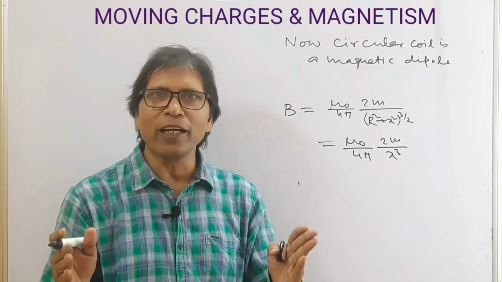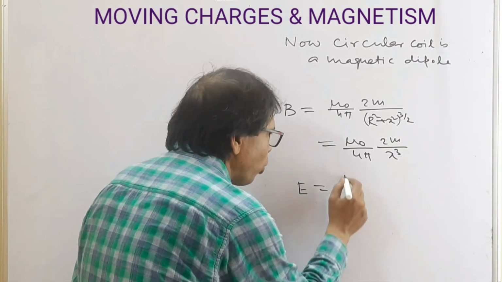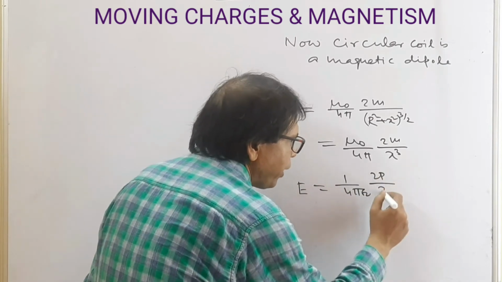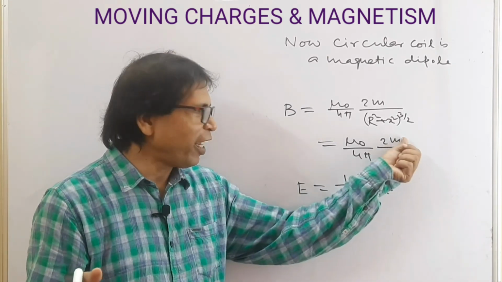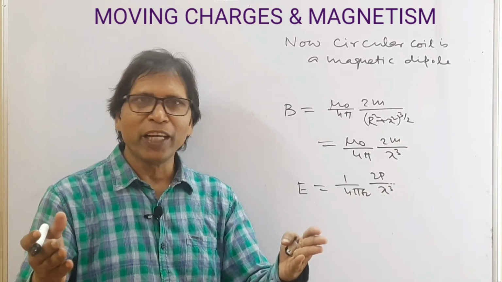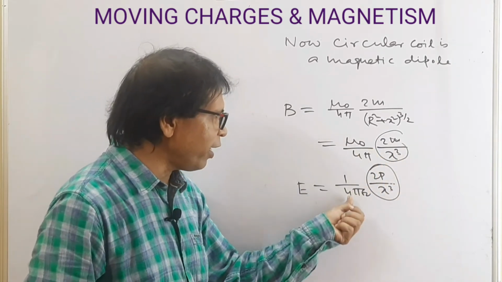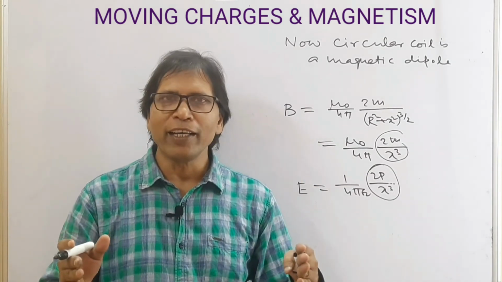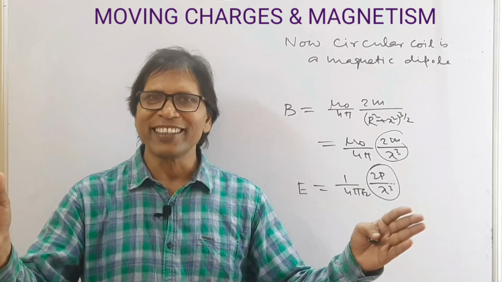Now the electric field on the axis of a dipole is 1 by 4 pi epsilon naught into 2p by x cube. Here p is the electric dipole moment, here m is the magnetic dipole moment. The nature of the expressions is the same, they only differ by their constants. Okay. So a current carrying circular coil is treated as a magnetic dipole for long distance.